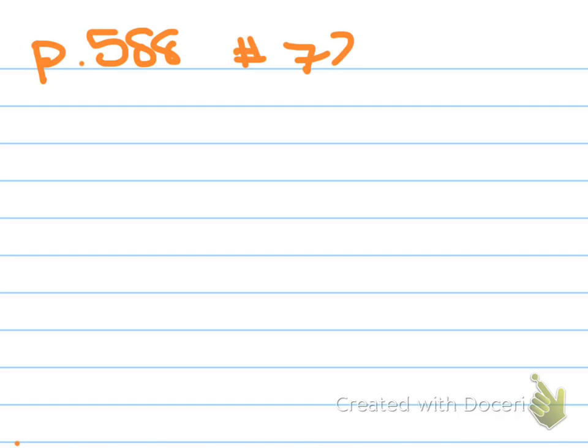I'm going to be doing page 588, number 72. Heat to the glass. How well materials conduct heat matters when designing houses. It goes on to read all about conductivity.